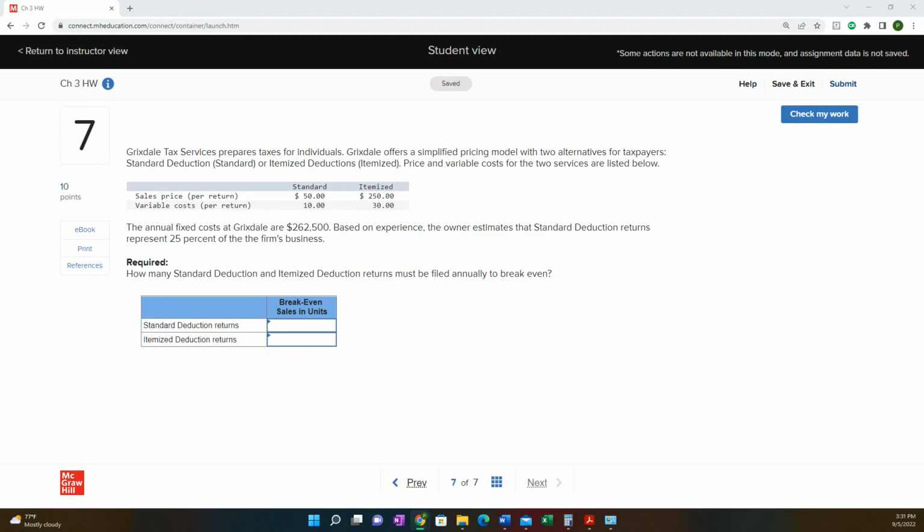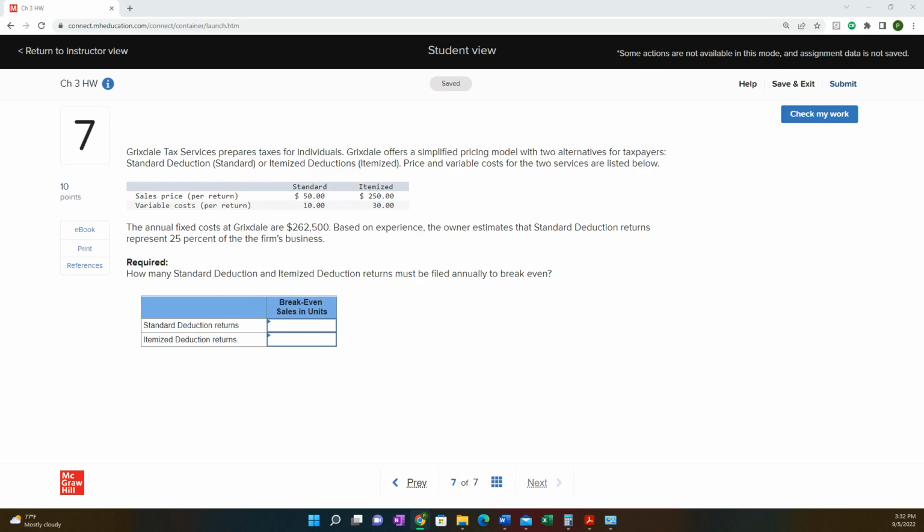Or in this case, we are preparing 2 different types of returns. We're preparing tax returns with standard deduction versus tax returns with itemized deductions. The fact pattern tells us that out of all the returns that we prepare, 25% of the returns use standard deduction and the other 75% must use itemized deductions. And they want us to calculate how many returns we need to prepare to break even.